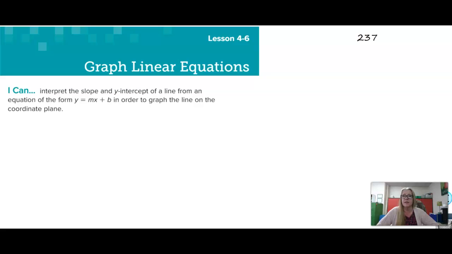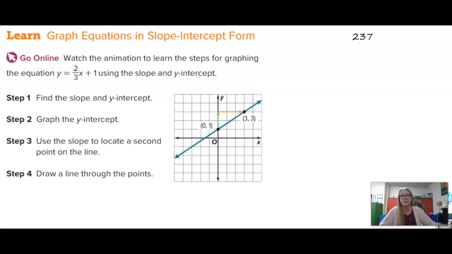The I can statement: I can interpret the slope and y-intercept of a line from the equation of the form y equals mx plus b in order to graph the line on the coordinate plane. So basically what this means is we're going to give you an equation in slope-intercept form, and you're going to graph the line on the xy coordinate grid just from the equation. All right, well, we don't have an animation, but here's what happened.